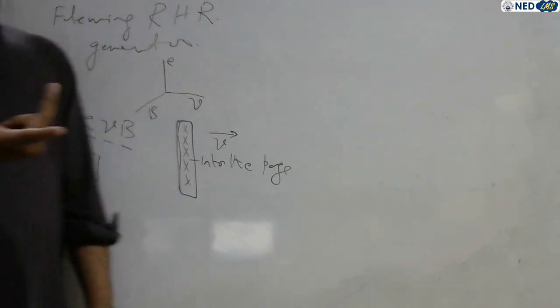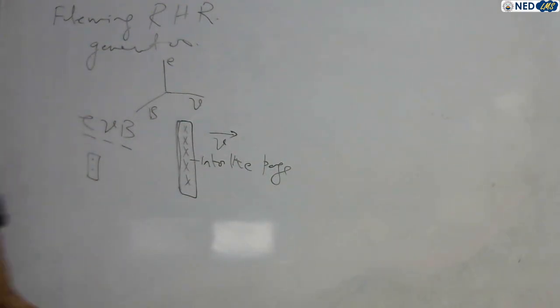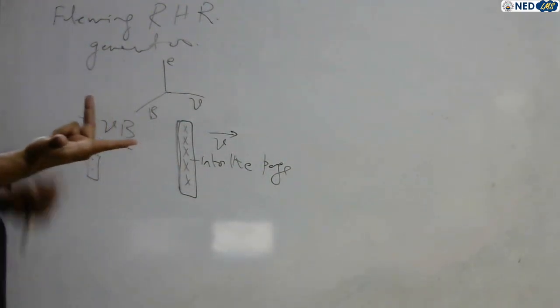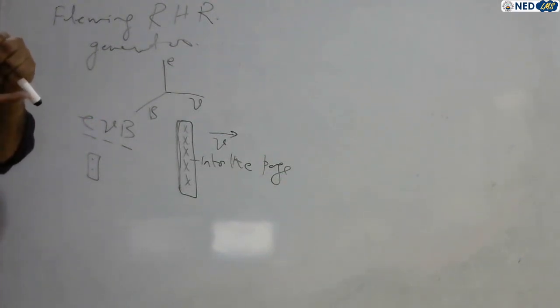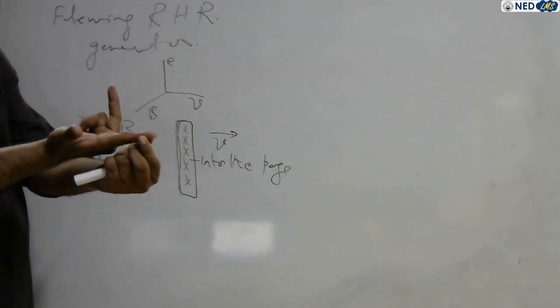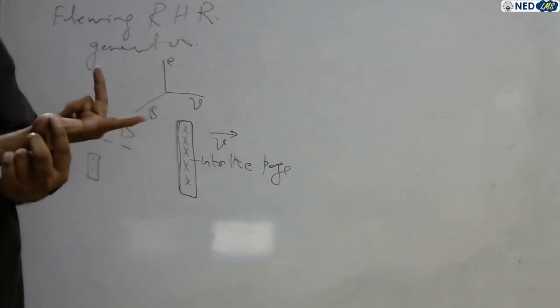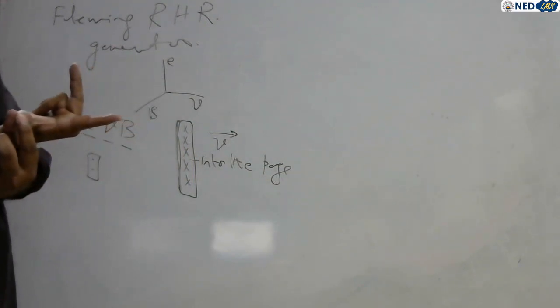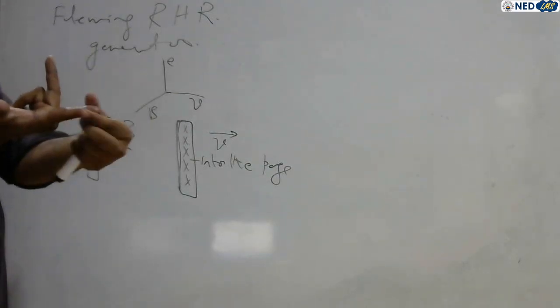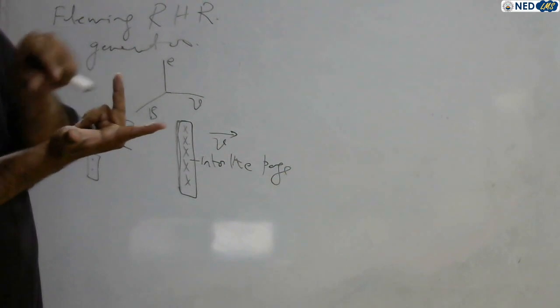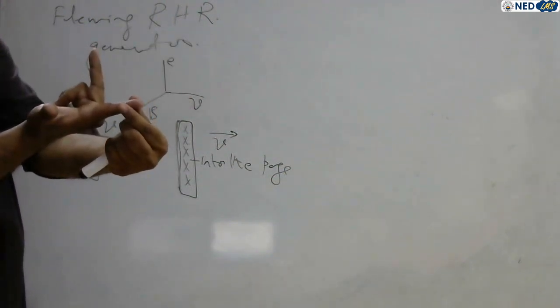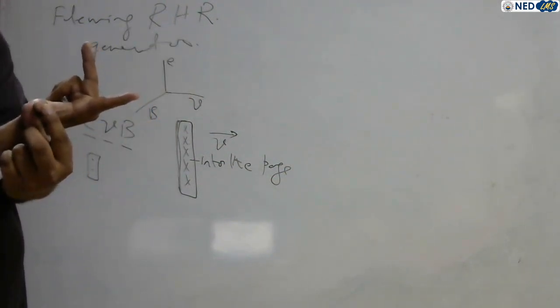So put your fingers like this, your three fingers. Your middle finger will show you E, that is induced voltage. Your forefinger shows you the magnetic field, and the thumb will show you the velocity of the conductor. E, B, V, right? E voltage induced, B magnetic field, the index finger, and the thumb the velocity of the conductor.